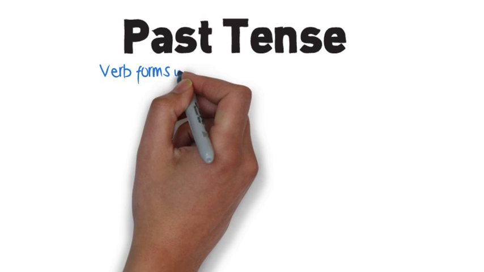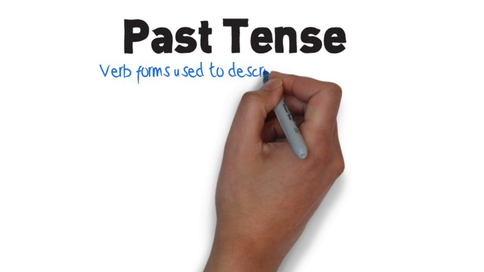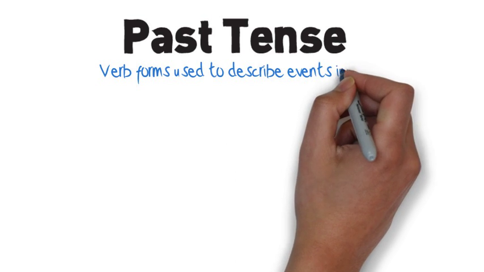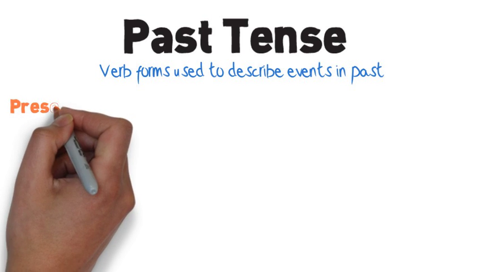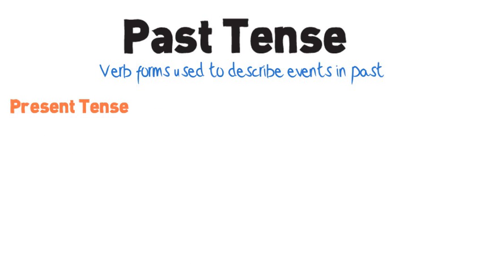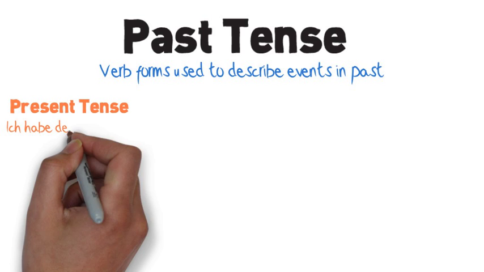In this video, we're going to review how to use the present perfect tense in German, and also learn about a couple new irregular verbs and how to use the past tense with modal verbs. First, let's look at some sentences in the present tense for the purpose of comparison.